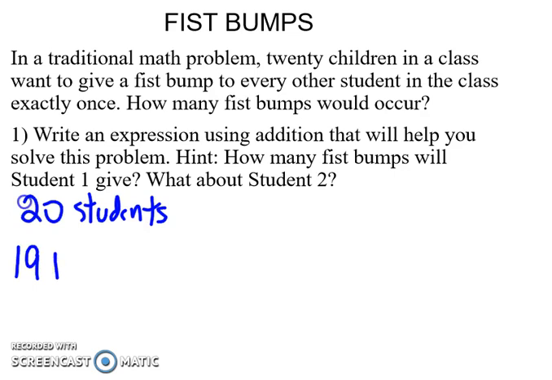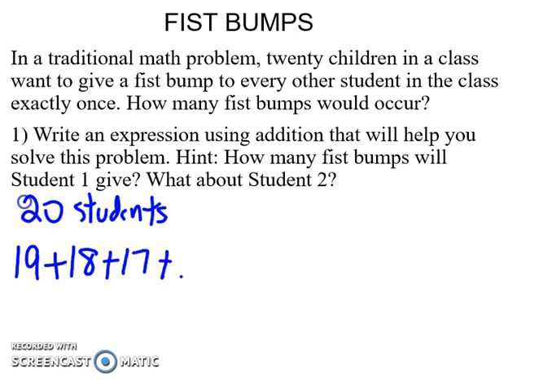Now when we go to student 2, he's not going to give a fist bump to himself, so he's down to 19, but he already gave a fist bump to the first student, so he's down to only 18. And now think about student 3. Student 3 won't give it to herself, won't give it to student 1, and won't give it to student 2, so now student 3 is down to 17.